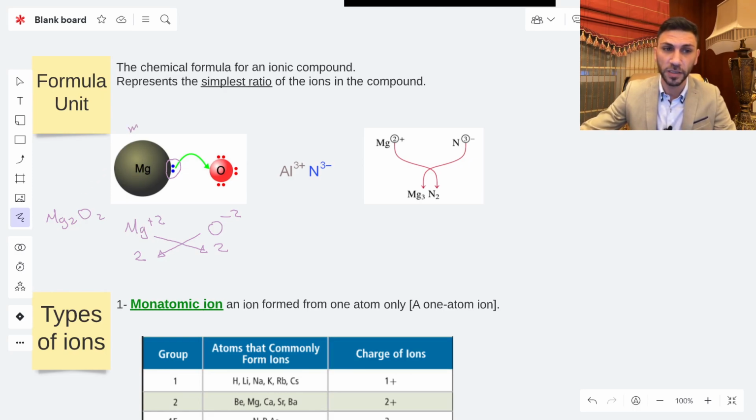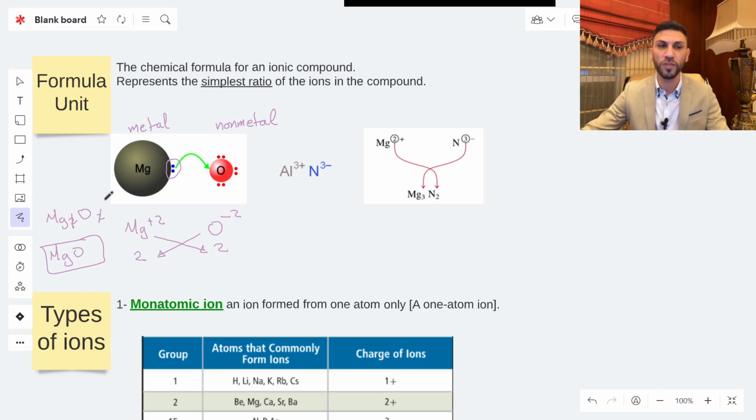This is a metal and a non-metal. That means we need the simplest ratio of those ions. So basically we can divide by 2 here, and then the formula unit should be MgO, not Mg2O2. This is the formula unit of the ionic compound MgO.